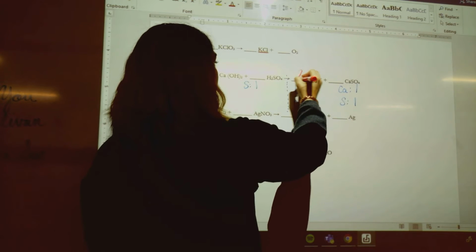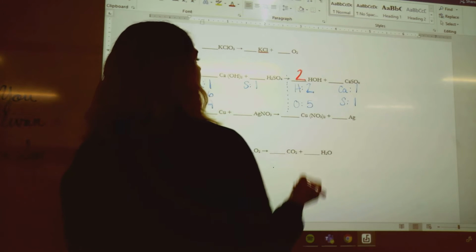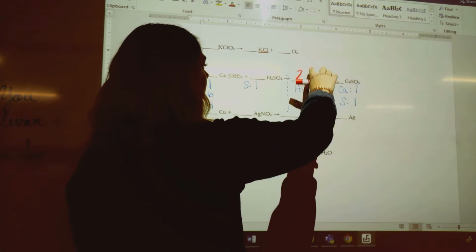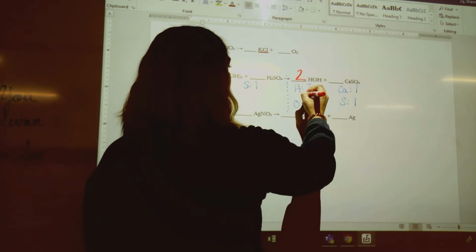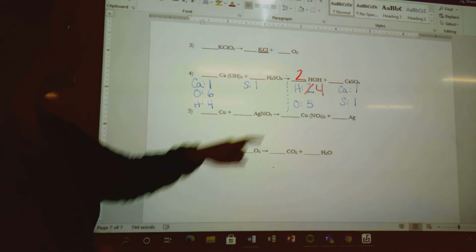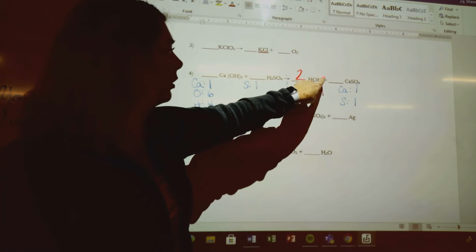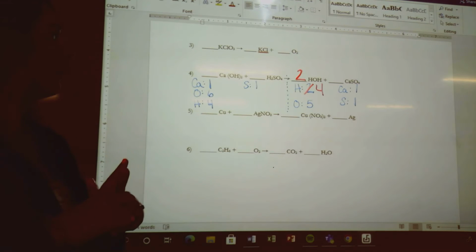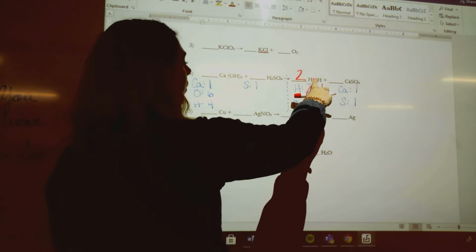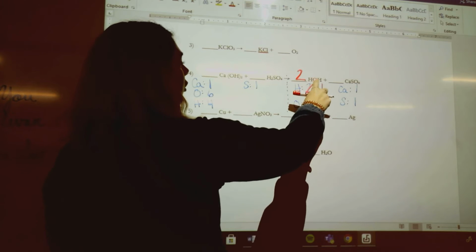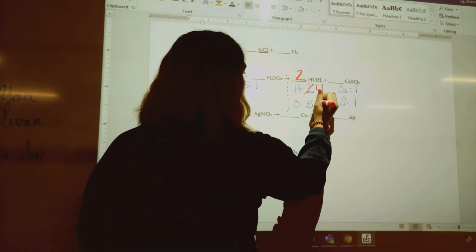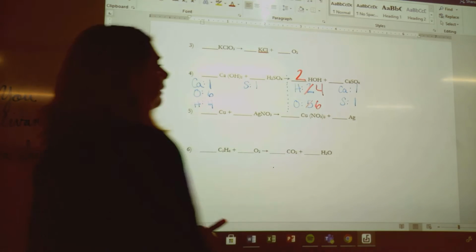So I put my 2 up here. And it carries to both of these H's, making it 4. Because I got 2 times 1, 2 times 1, added together is 4. And that also goes to this O and gives me 2 O's here plus 4 O's here, so I now have 6 O's on that side.